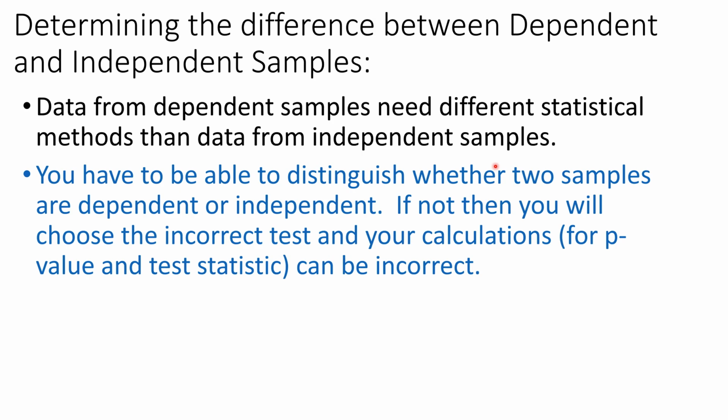In this video, we're going to talk about the difference between dependent samples and independent samples. Data from dependent samples need different statistical methods than data from independent samples. You have to be able to distinguish whether two samples are dependent or independent. If not, then you will choose the incorrect test and your calculations, for example, p-values and the test statistic, can be incorrect.